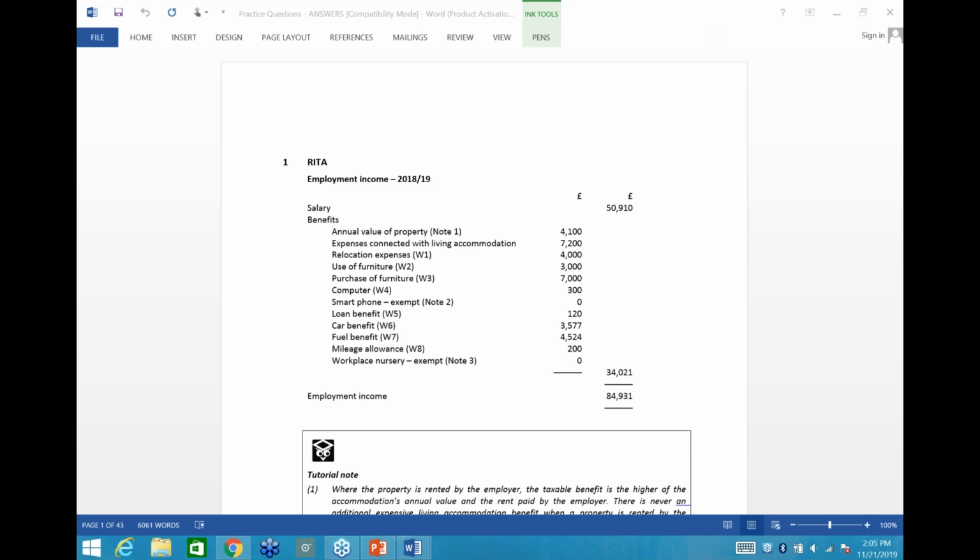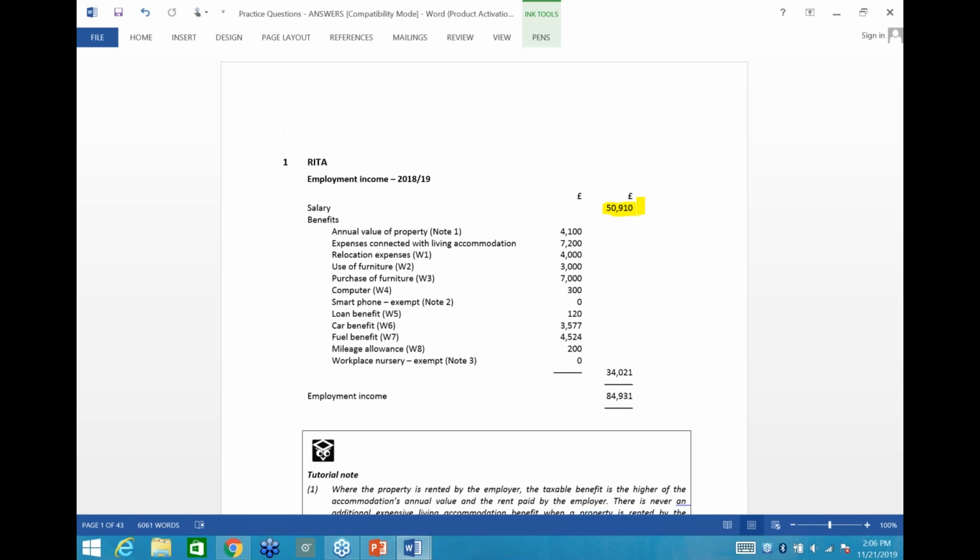Then London to Manchester, starting on the 6th of April 2018, her annual salary is 50,910. So we have to calculate her employment income for the tax year 2018-19, starting on the 6th of April 2018, ending 5th of April 2019. So straight away, we can record her annual salary, which is 50,910. We don't have to time apportion it because she has commenced her new employment on the 6th of April 2018.